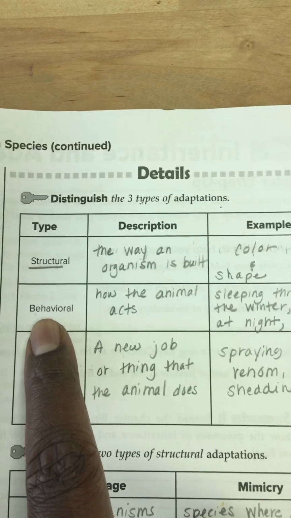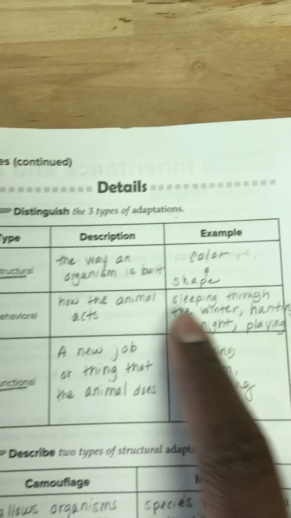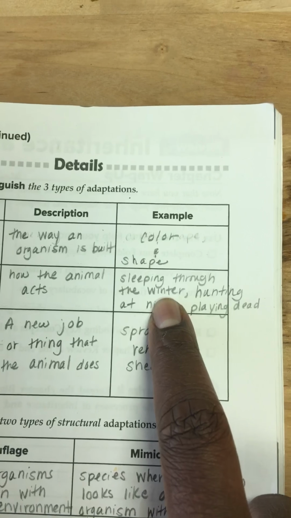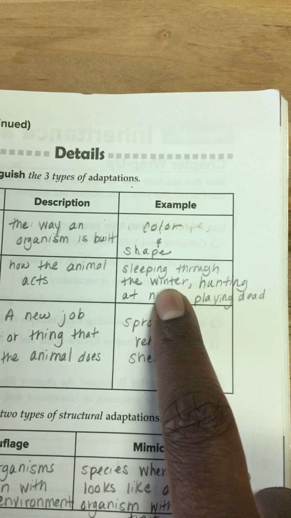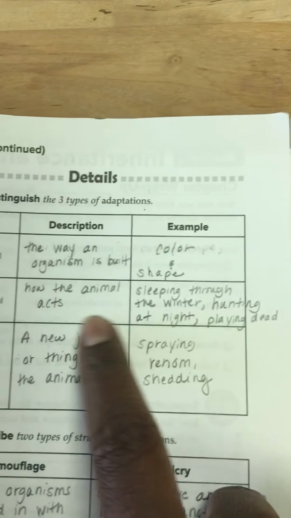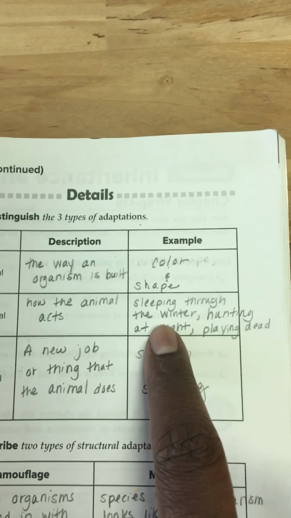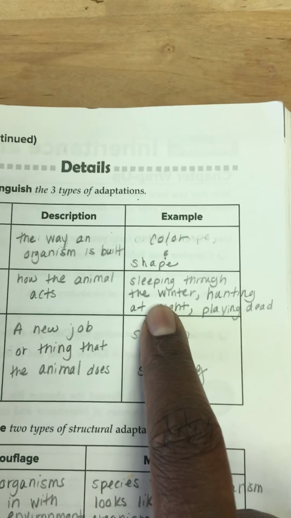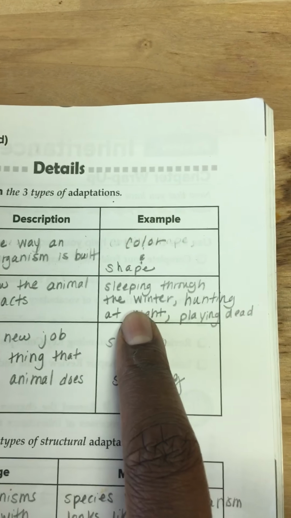The next one is behavioral. And that means how an animal acts or what an animal does. And some examples of that would be sleeping through the winter. So when it's really, really cold, it's hard to find food because it's so cold. So some animals actually have changed their behavior. They have a behavioral adaptation to eat a whole bunch in the spring and the summer and get really, really fat. And then they sleep all through the winter. And then when they wake up, they do the whole process again.